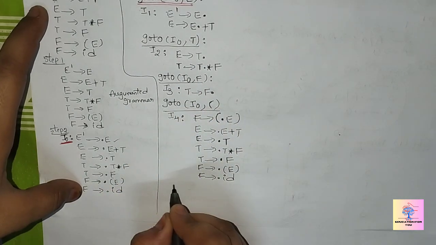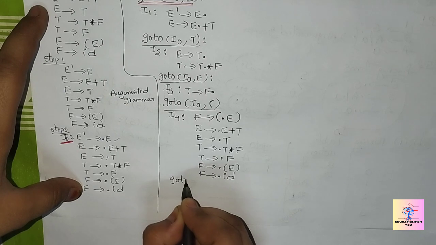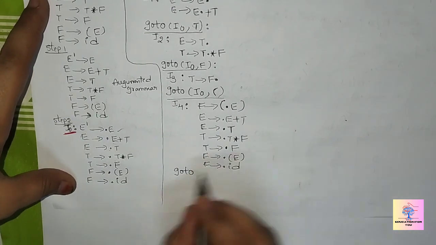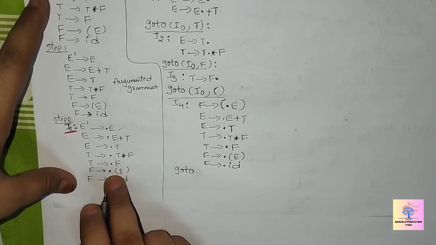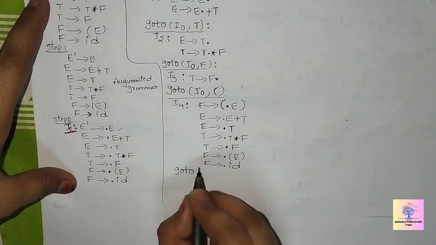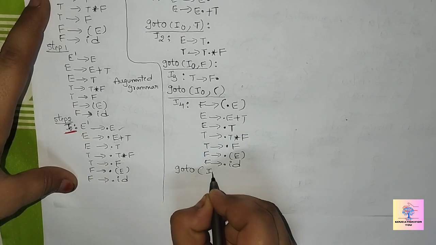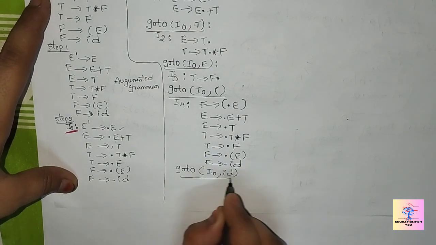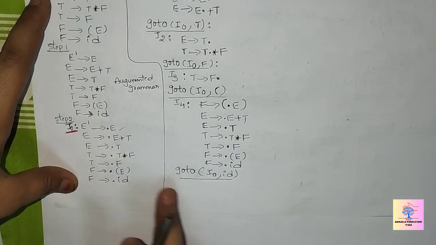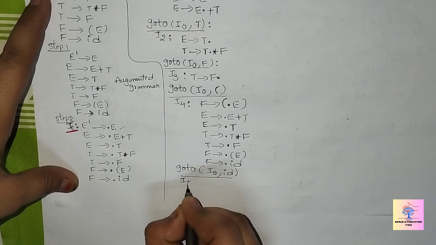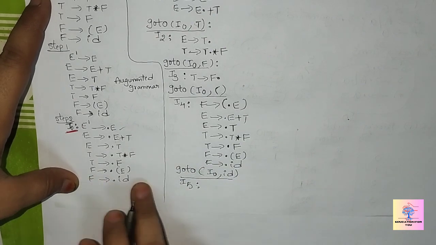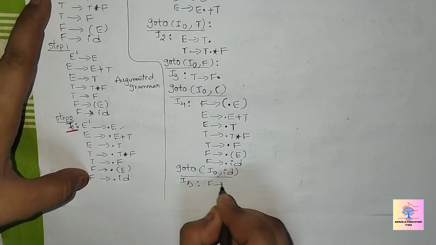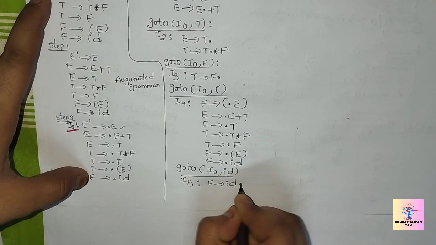Now next one is go to open parenthesis, which is over. Next one is ID. So I0 comma ID. Let us take this state as I4, which is over. Next state is I5. This is simple. It is F is going to producing ID dot.